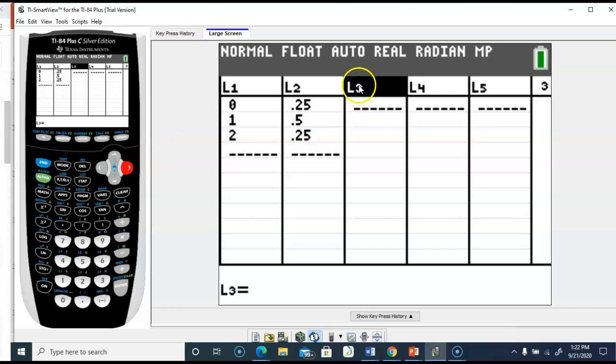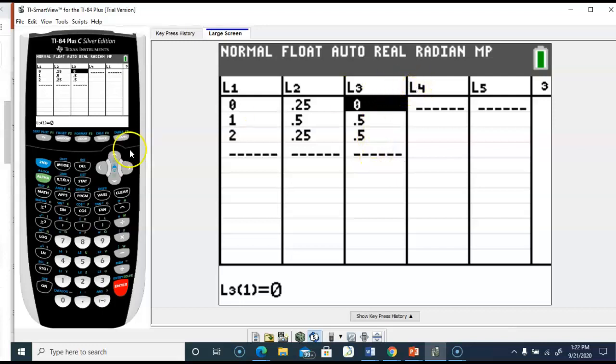So go all the way up to where L3 is highlighted. If you recall, for L3, the next column, we multiplied x times p of x. Well, x is our L1 and p of x is our L2. So we're going to tell it to do L1, so we'll do second and number 1, L1 times L2. That's the same thing as x times p of x. Press enter, and it fills in those same values that we had just calculated on our table.